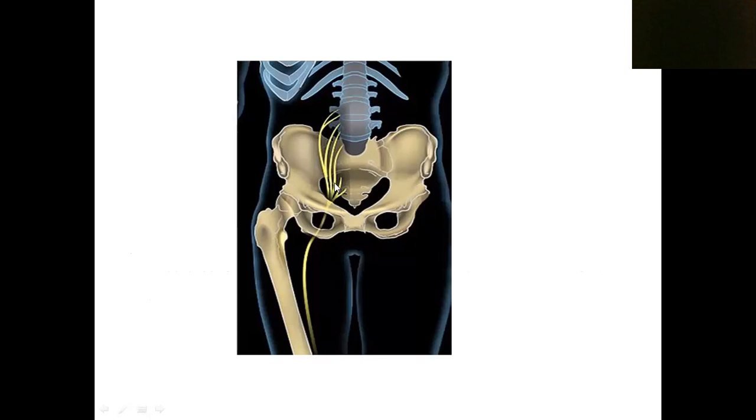Now this nerve leaves the pelvis like this, through this notch. See here on this side, this notch. This is the greater sciatic notch. See the greater sciatic notch on the opposite side also. So the formation of the sciatic nerve takes place in the pelvic region, and from the pelvis it enters into the gluteal region through this greater sciatic notch.